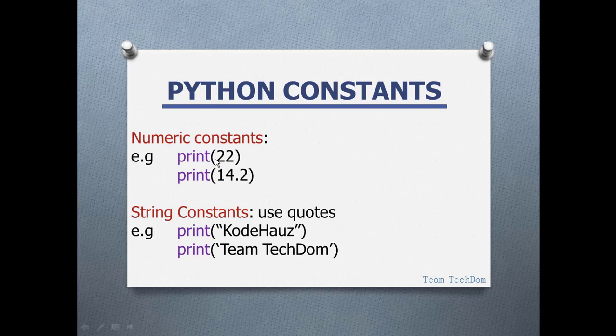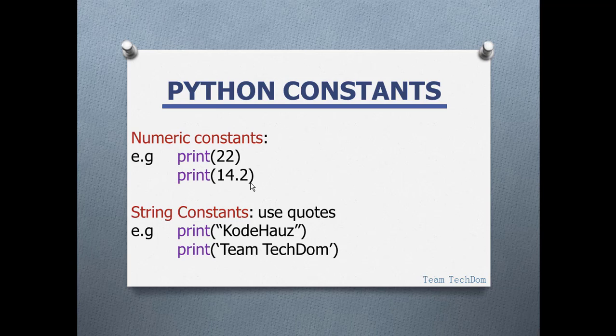Numeric constants consist of numbers. In this example, we have print 22 and we have print 14.2. So if I run this code in Python, the value will remain 22. It's not going to change. Same thing with 14.2.